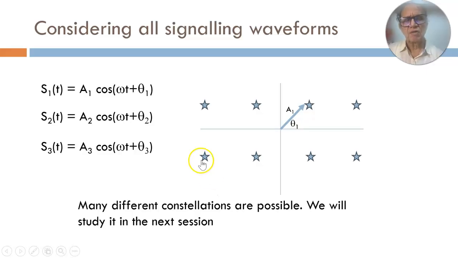In this session, we have essentially shown that cos and sine waveforms are orthogonal to each other, and you can generate signaling waveforms by using cos and sine, and we have seen how to show these waveforms in the phasor form and how to plot the constellation diagram in terms of I and Q. Remember, this is I and this is Q. So that is the rectangular form. This is the polar form, magnitude A1 and angle theta 1. And that's all in this session.